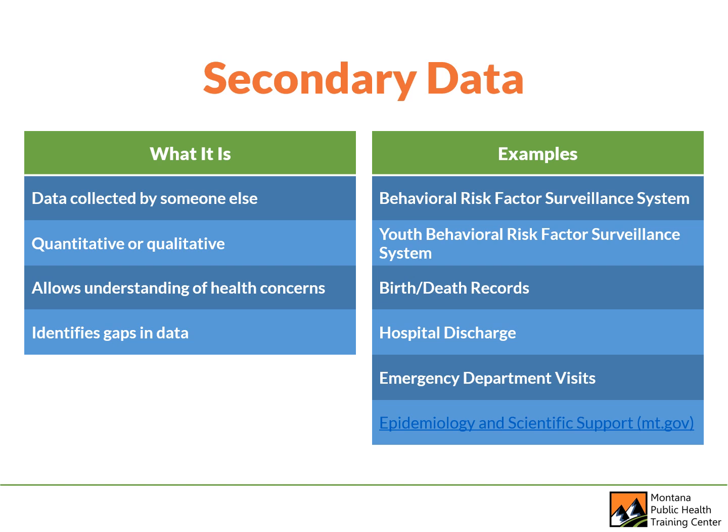There are good examples that are collected at the state level and the national level. For instance, the Behavioral Risk Factor Surveillance System, or the Youth Behavioral Risk Factor Surveillance System, birth and death records, hospital discharge data, emergency department visits. There are a lot of these large data sets or surveillance systems available that can tell us a lot about our jurisdictions across the state. The link in the slides can take you to where a lot of these data sets are, and you can look up the information for where you live.